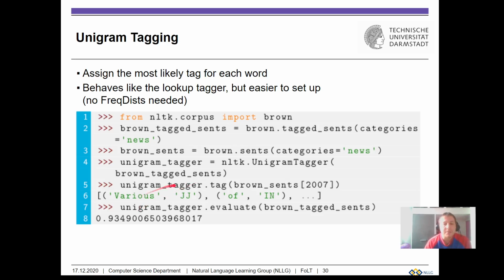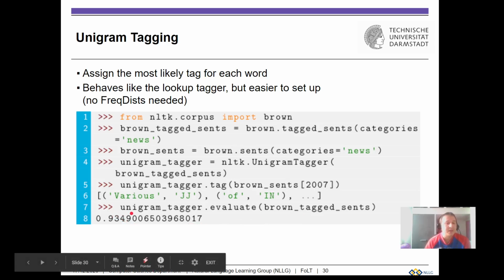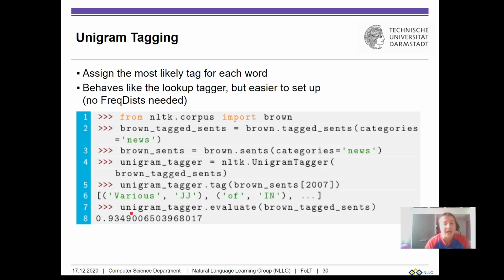And then we can apply this tagger to, let's say, Brown sentence number 2007, and we would see something like this, and at least the initial words look promising. Then we evaluate our tagger and we find it has an accuracy of 93%. So now we are very happy because the accuracy has increased a lot.